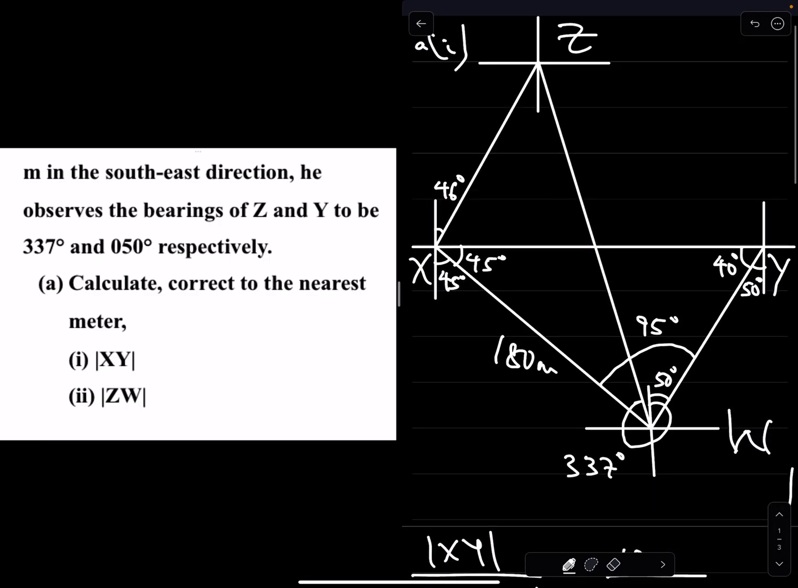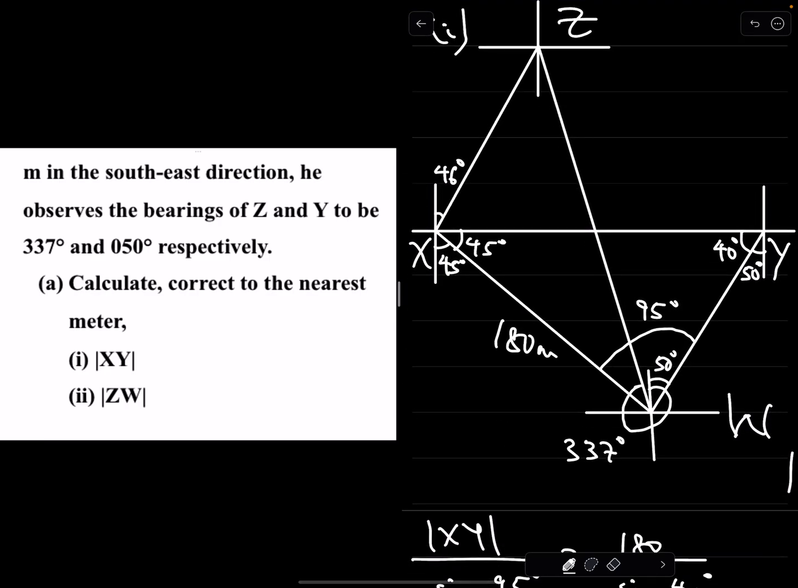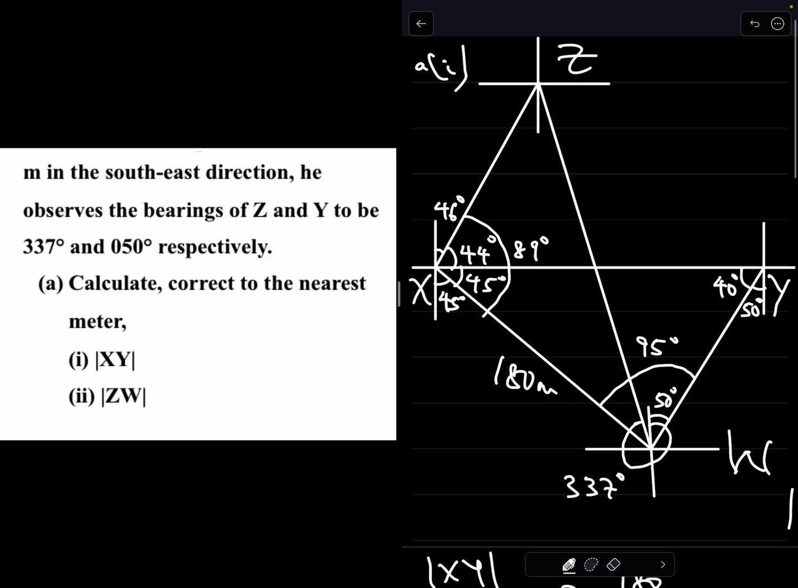So let's go back there. How do we find the length ZW? If this is 46 degrees, then this will be 44 degrees. That's correct, 90 minus 46 is 44 degrees. That simply means the whole of this angle is 89 degrees. Now, if this is 46 degrees, this angle will also be 46 degrees. They are both alternate angles.